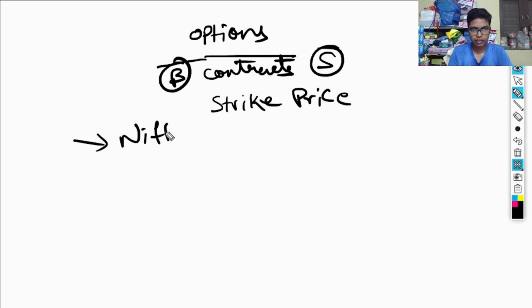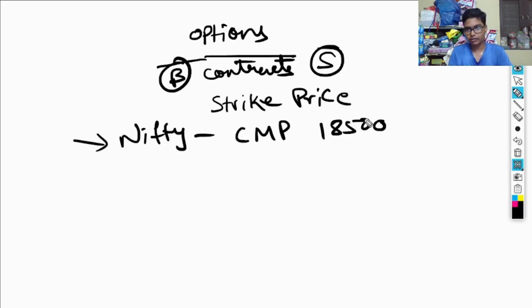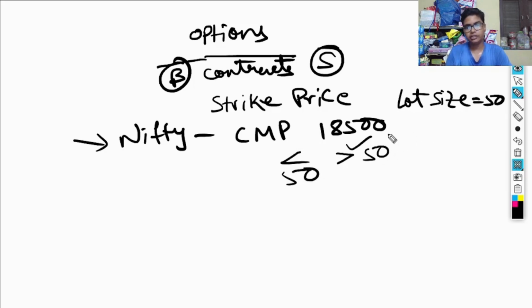Generally, the strike price of the Nifty will be, if the current market price of the Nifty is 18,500. Before that, we need to learn one thing: options are divided into two parts, and presently the Nifty lot size is 50. The options are divided into two types: one is the call option, and another is the put option. What is meant by call option and what is meant by put option, we need to learn now.